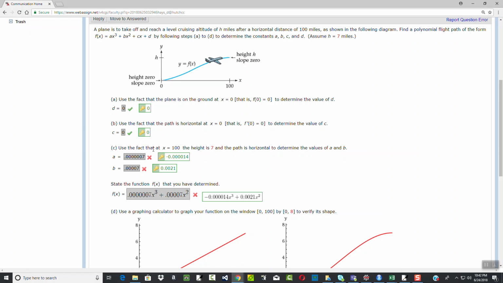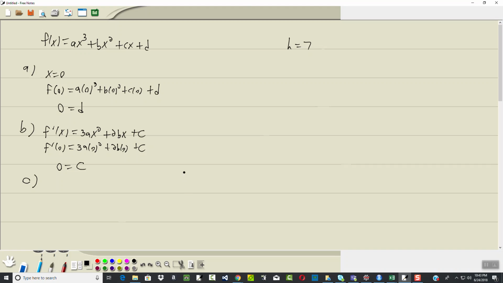Use the fact that at x equals 100, the height is 7 and the path is horizontal to determine the values of a and b. Here, height is 7 at x equals 100. Path is horizontal means our rate of change is zero, it's leveled off, so you set the first derivative equal to 0. Okay, so we know c and d, so basically those go away.